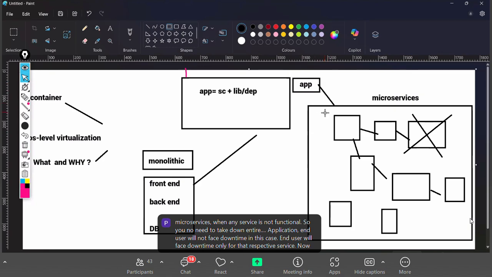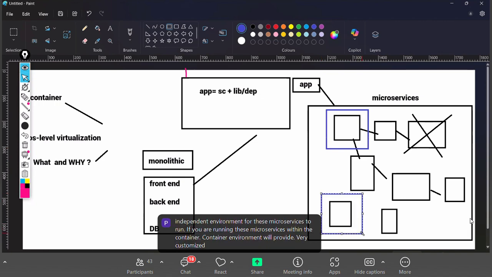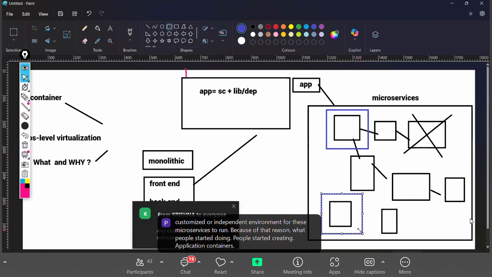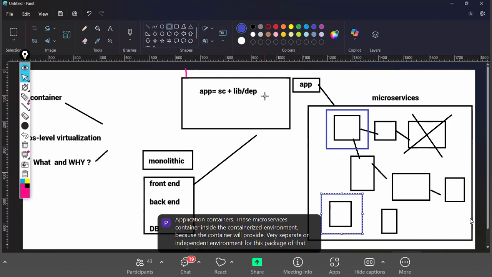Now, another advantage is containerizing these microservices will provide an independent environment for these microservices to run. If you are running these microservices within the container, the environment will provide a very customized or independent environment for these microservices to run. Because of that reason, what did people start doing? People started creating application containers. These microservices run inside the containerized environment, because the container will provide a very separate or independent environment for this package of that application to run, right?